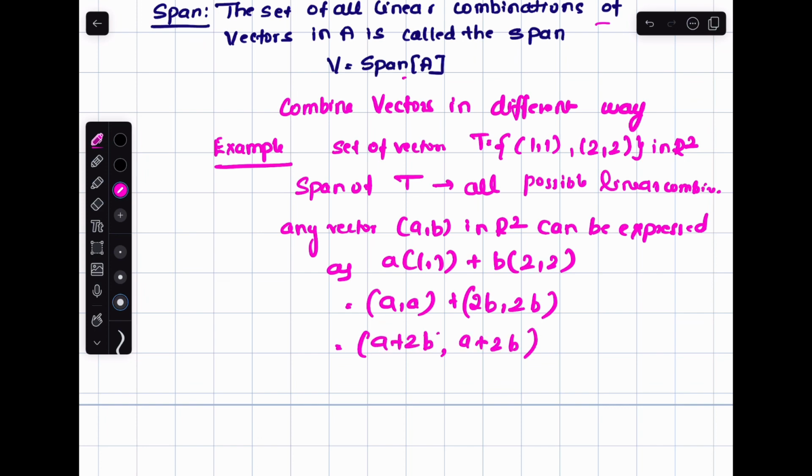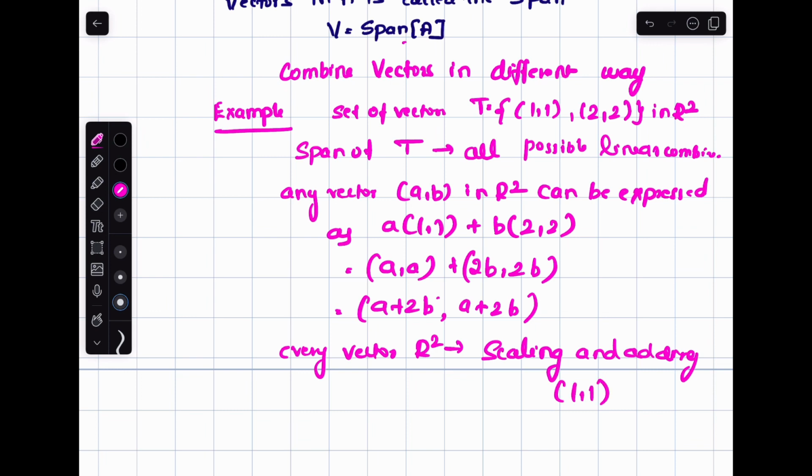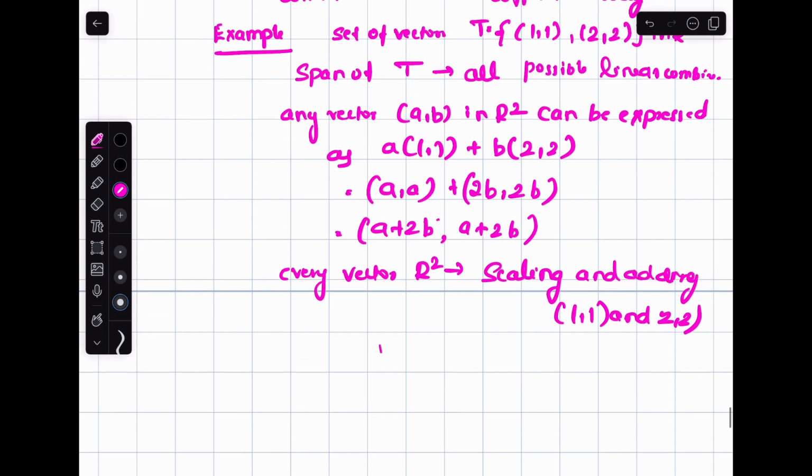This means that every vector in this set can be created by scaling and adding the vectors (1, 1) and (2, 2). Therefore the span of T is nothing but the line passing through the origin and the point (1, 1), as it represents all the vectors that can be formed by scaling and adding these two vectors. If I draw the graph, it is the point (0, 0) and the point (1, 1).